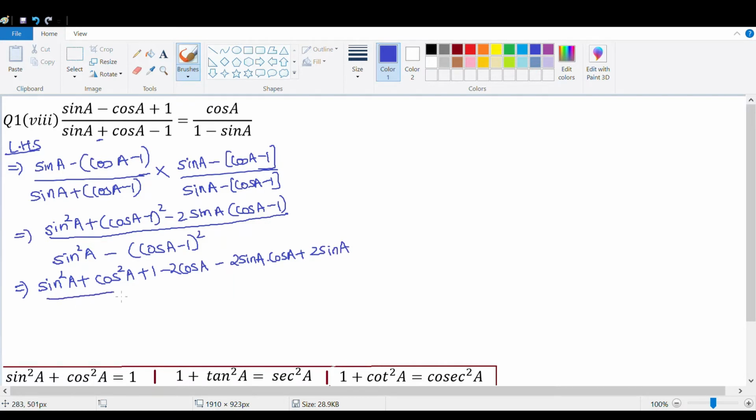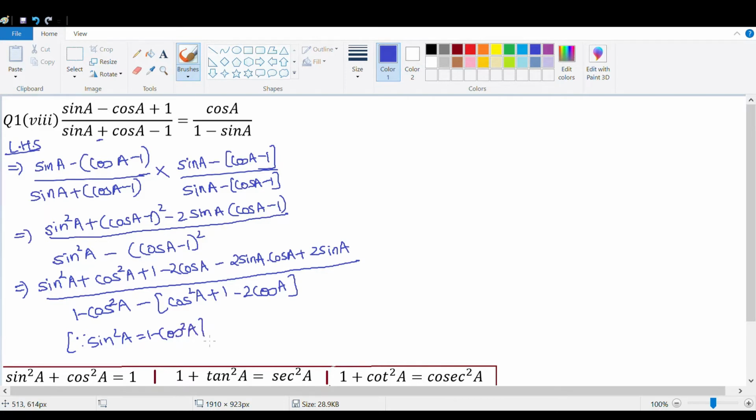Done. And the denominator is, instead of sine square, I can write 1 minus cos square, right? So I can write 1 minus cos square A minus, and let me open this bracket, this becomes cos square A plus 1 minus 2 cos A. The only thing that we've done is, since sine square A is equal to 1 minus cos square A, that's the only thing which we've done till now. Good. Let's see how this would help us.